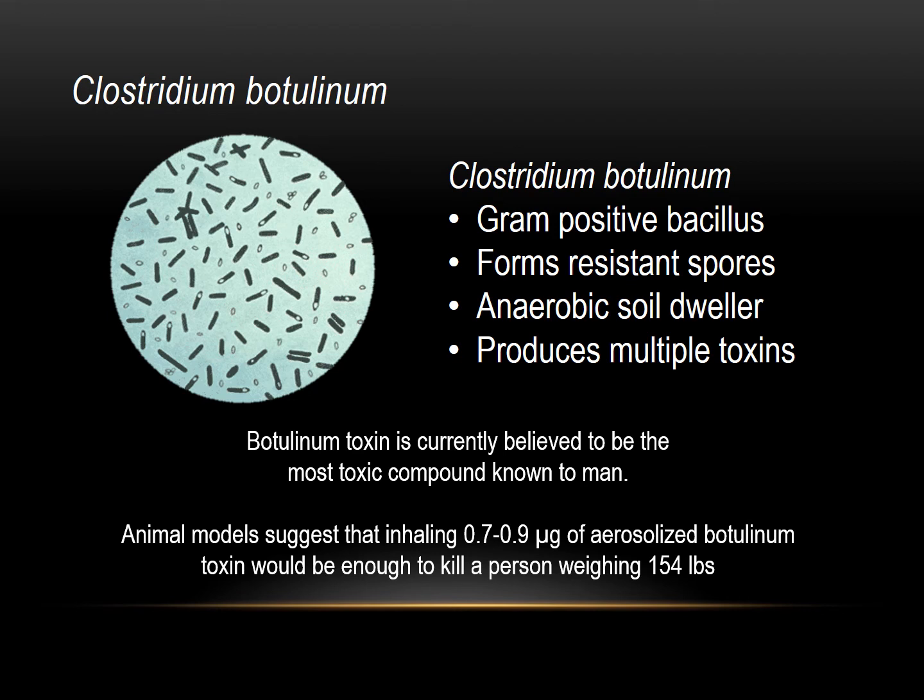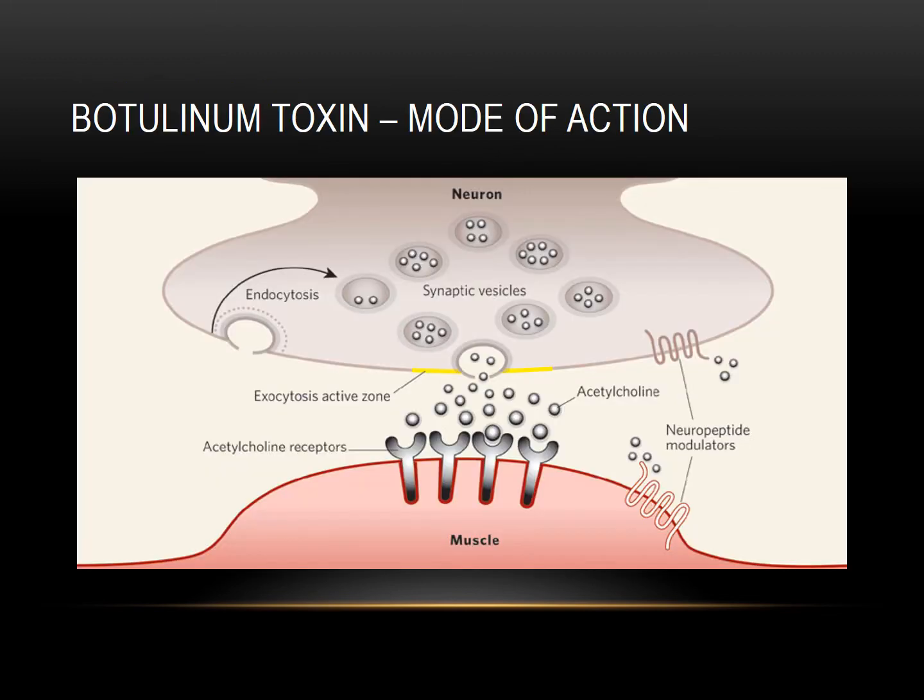Botulinum toxin is currently believed to be the most toxic compound known to humankind. And animal models suggest that if you were to inhale 0.7 to 0.9 micrograms of aerosolized botulinum toxin, that would be sufficient to kill a person weighing 154 pounds. So we're talking about tiny, tiny quantities of very toxic stuff. So how does it work? Let's look at the mode of action.